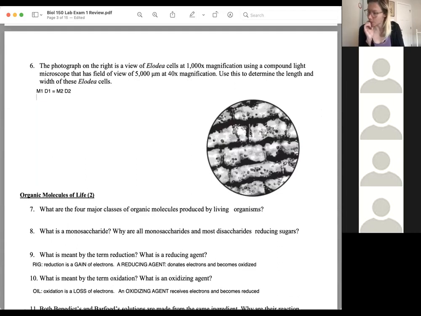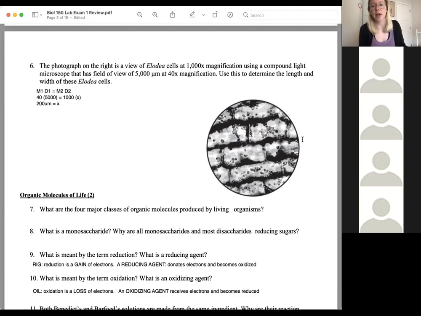All right, so if we have at 40x, it is 5,000 micrometers. And then we're looking at something at 1000x. Now we're going to solve for x to figure out how many micrometers across this field of view is. I got 200 as well. So 200 micrometers. So this is 200 across, all the way across that circle.